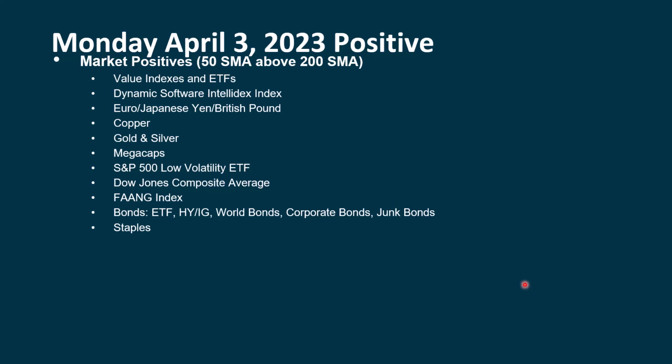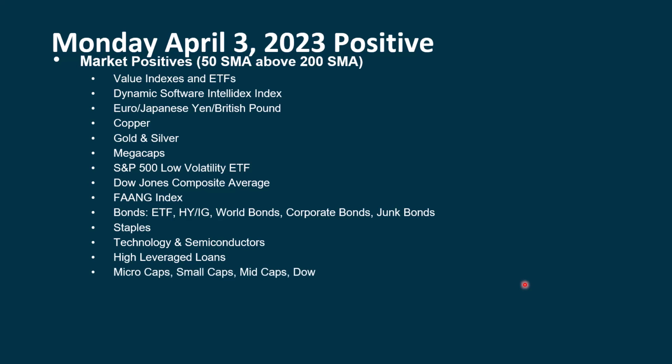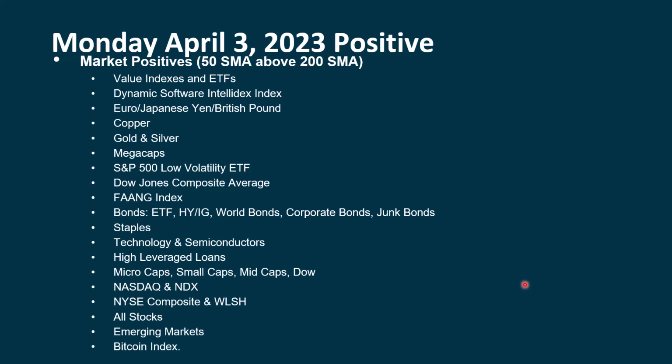Staples are showing some weakness, but still positive. The tech sector and semiconductors, high leverage loans, as well as microcaps, small caps, mid caps, and the Dow, the NASDAQ and the NASDAQ 100, the NYSE composite and the Wilshire, all stocks, which takes global stocks into consideration, emerging markets, and Bitcoin, believe it or not.